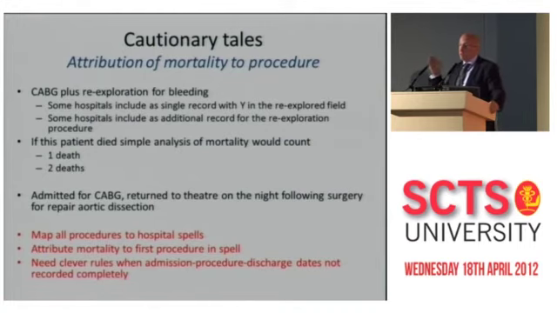Another example is if you have a patient who's admitted for a CABG, who then gets an aortic dissection from the aortic cannulation site and then has to go back and have the dissection repaired. How do you deal with that in terms of attributing the procedure and mortality of that procedure? What we do is we map all patients into the operative spell, the hospital spell, and we attribute the mortality to the first procedure in that spell. And again, Graham's coded all that in a rule-based fashion.